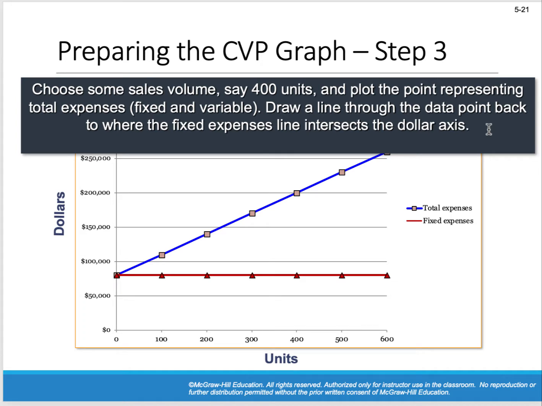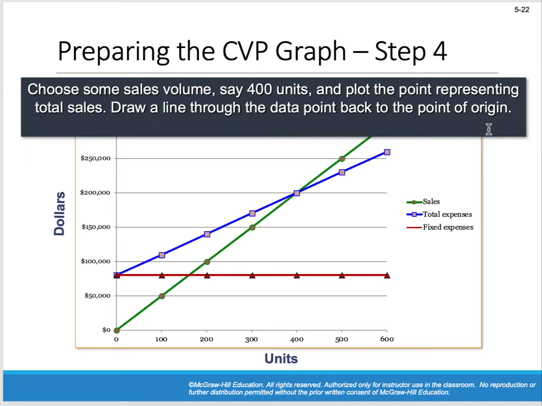Next thing we do is figure out what our total cost is. So we need to choose some sales volume. We're going to pick 400 units, and we're going to plot all the points that represent total expenses. Total expenses means I need fixed and variable, okay? We're going to draw a line through the data points back to where our fixed expenses intersect with the dollar axis. Next, we pick a couple of sales points and plot them, right?